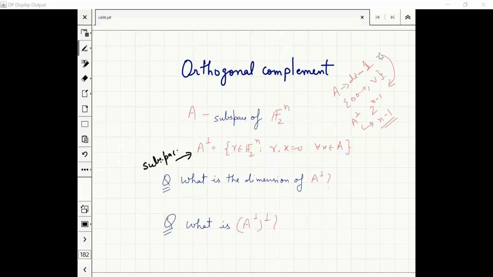Knowing that we saw that if A had dimension 1, then the perpendicular subspace had dimension n minus 1. In general, if the dimension is k, you can easily show A perp has dimension n minus k. So A will have 2 to the power k elements, and A perp will have 2 to the power n minus k, if k is the dimension of A, obviously.